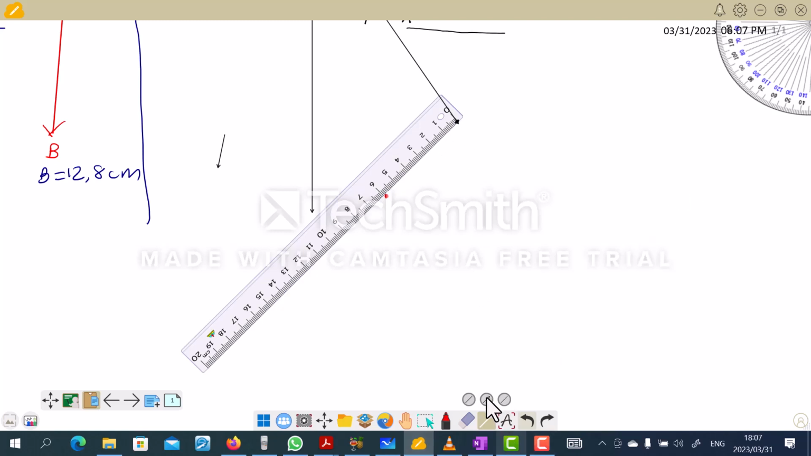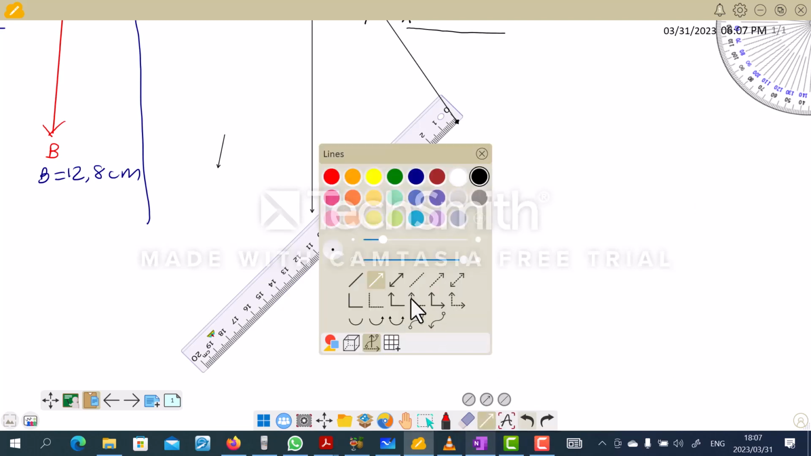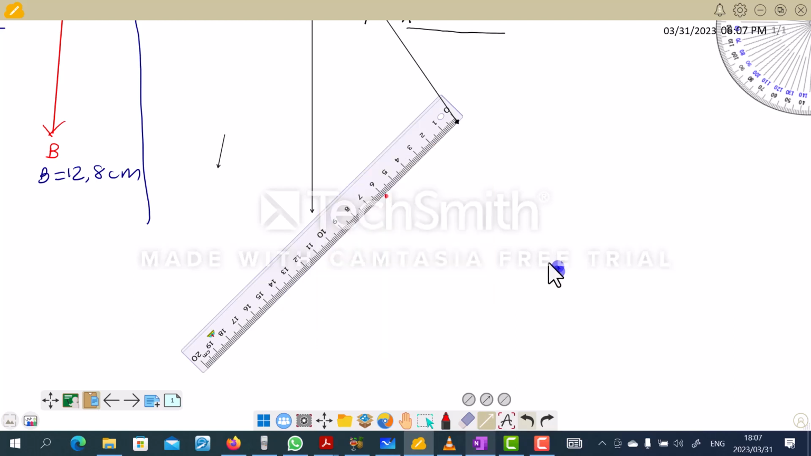Okay, choose a line, choose this one. So we start here, we draw 12.8. 12.8 is somewhere there.